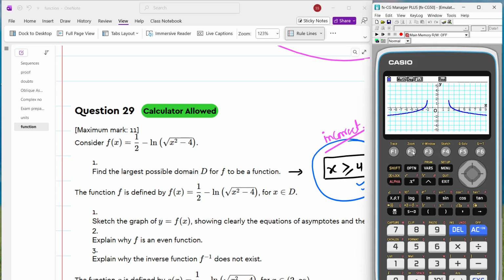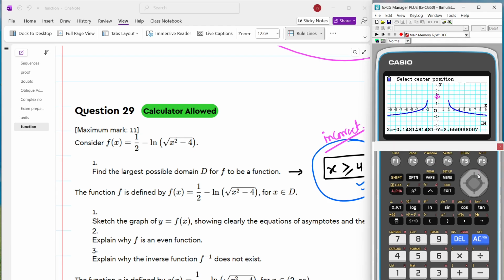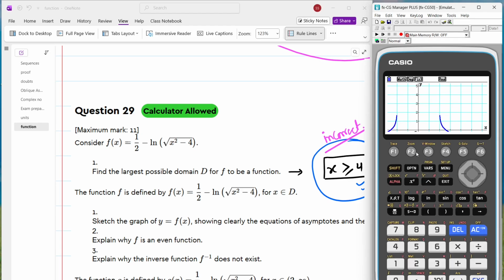So before zooming, shift your cursor where you want to zoom. For example, if I go to zoom and if I want to zoom in, it's up to me where I want to zoom. So suppose I want to zoom in the positive side. So go there and then press execute. Are you getting my point? Yes.